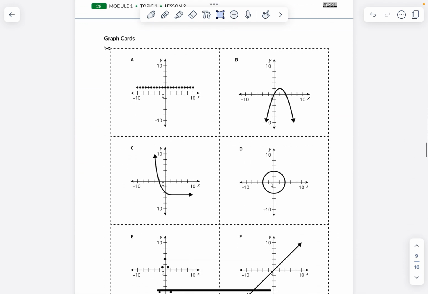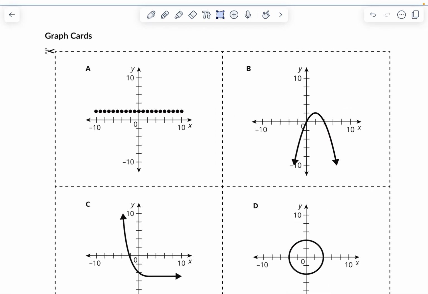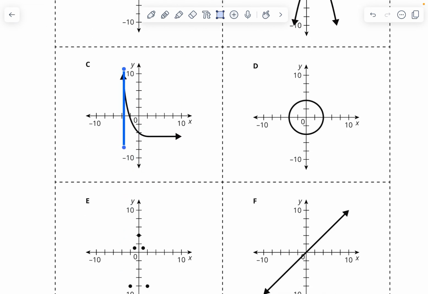So here are all of our cards. So let's talk about some things that we see. In my cards, I'm going to draw a vertical line and I'm going to move it around. As I move it across, you see how I'm only touching one point at a time? That's called a function. Letter B, that's also called a function. It passes the vertical line test. It only touches in one spot. C, that's a function. It only passes in one spot.